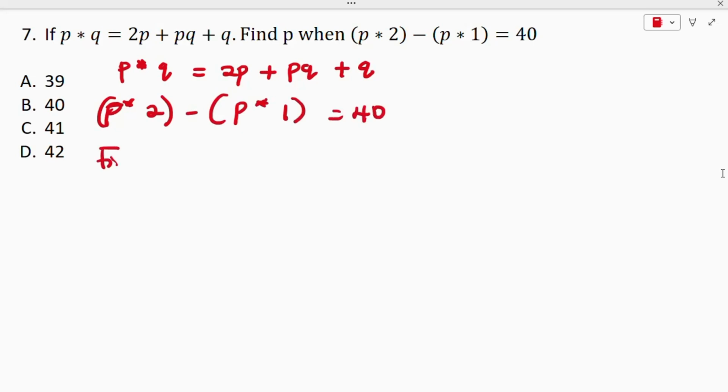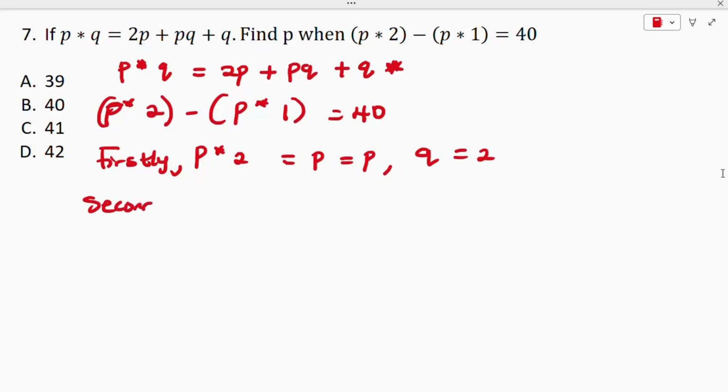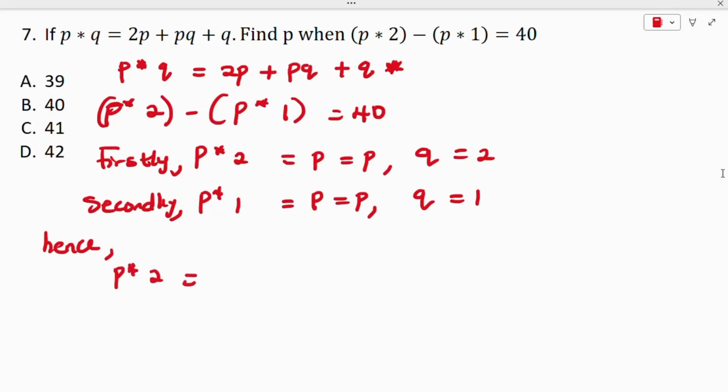So firstly, we want to check for P operation 2. If we follow this format given to us, we find out that P is equal to P and Q is equal to what? 2. That is for P operation 2. Then secondly, for P operation 1, this implies that P is equal to P and Q is equal to what? 1. So hence P operation 2 is equal to 2P plus P times Q, where Q is 2, plus Q, which is 2.